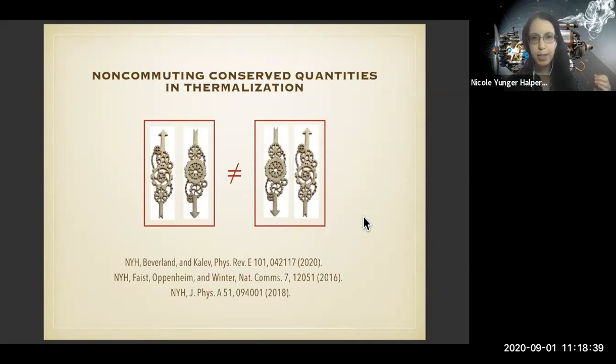Now I'd like to dive into one of the active subfields of this field of quantum thermodynamics. It's the subfield of conserved charges exchanged between system and bath that don't commute with each other. These are the references that so far I've written on the topic, but I'm going to show you a bunch more over the next few minutes.